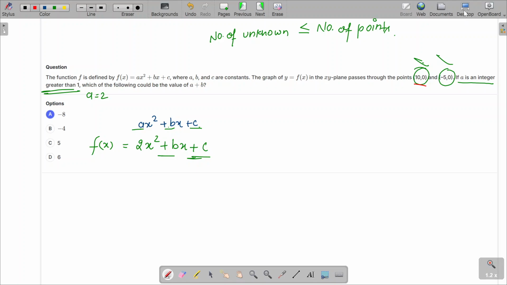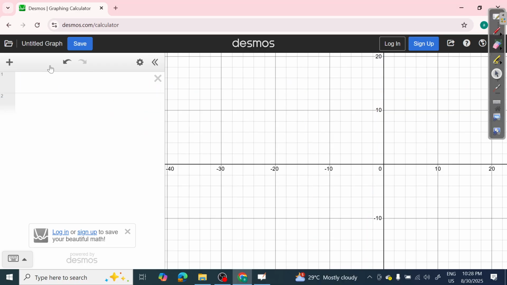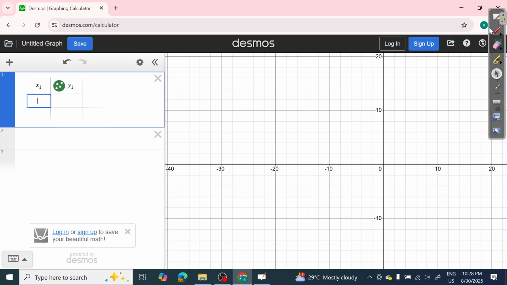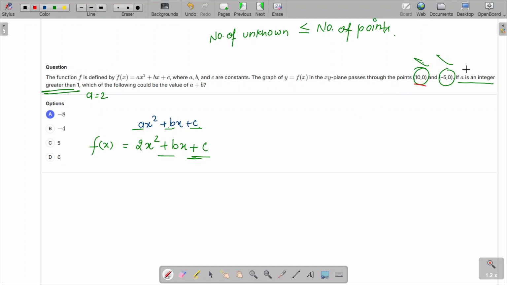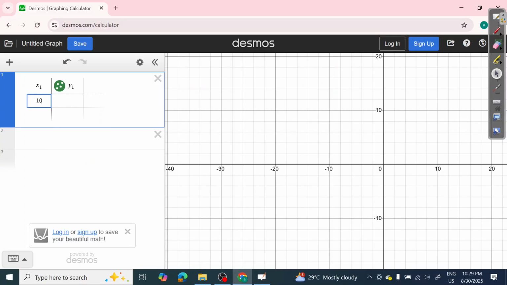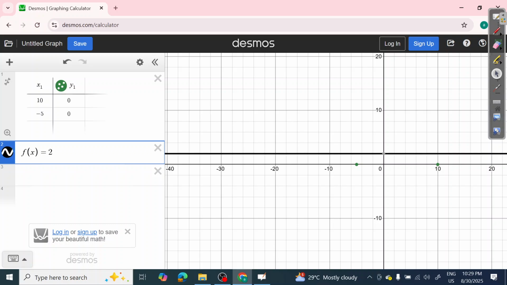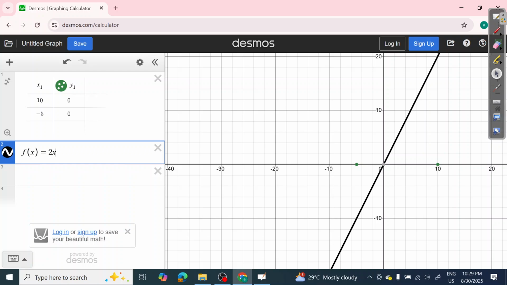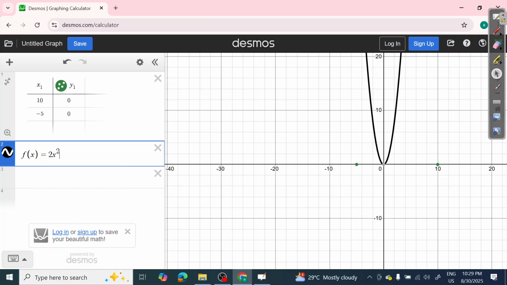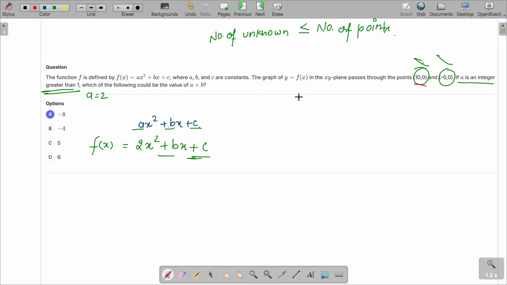The ones who don't know how to use regression, let's do it this time. So here we go. But make sure that you're watching the previous videos as well. It will be of great help. 10, 0, negative 5, 0. Now I know there is a function f of x. Let me start from there for those who don't know. The function is a, in place of a I have used 2x square, plus bx, plus c.